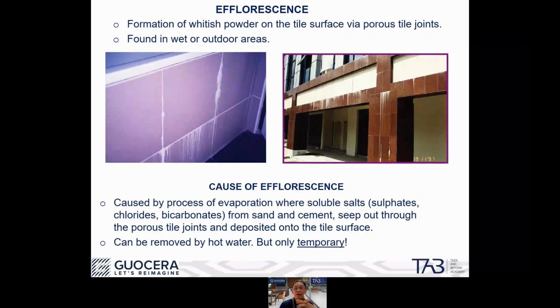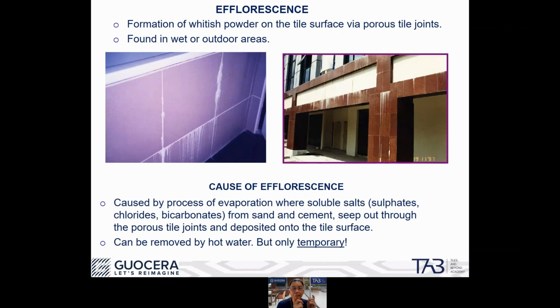Now, efflorescence is basically the formation of whitish powder on the tile surface, which comes out of the porous area of the tile, which is the tile grout, the tile joints. Normally, efflorescence is very common in wet areas and also outdoor areas. So what are the causes of efflorescence? Basically, it is caused by the evaporation process.